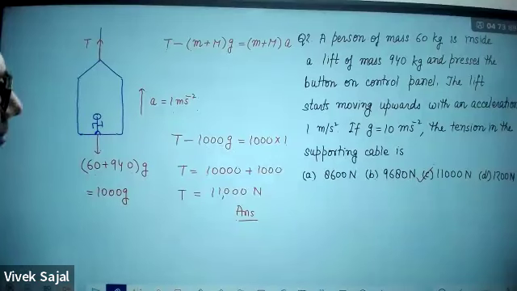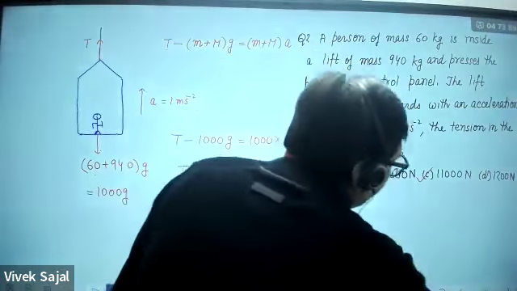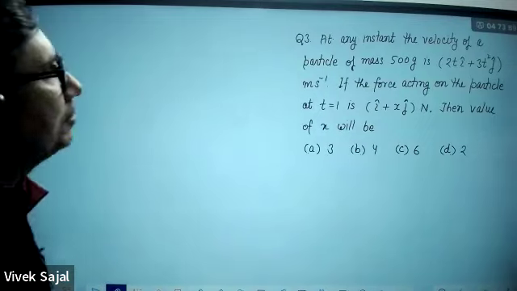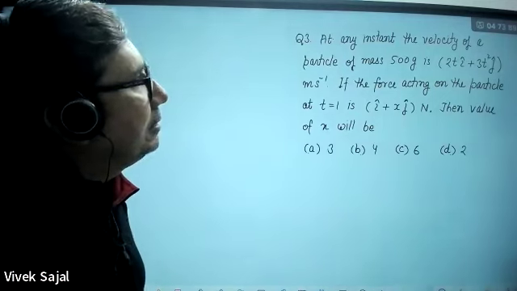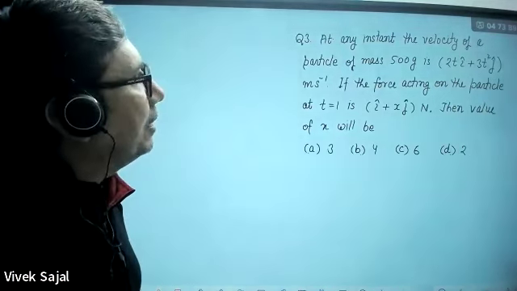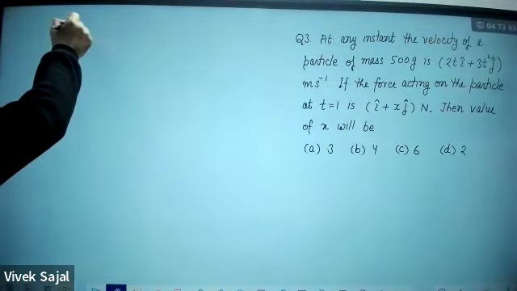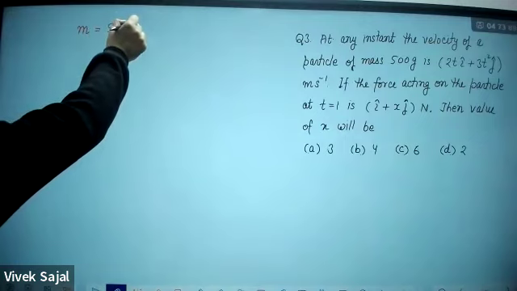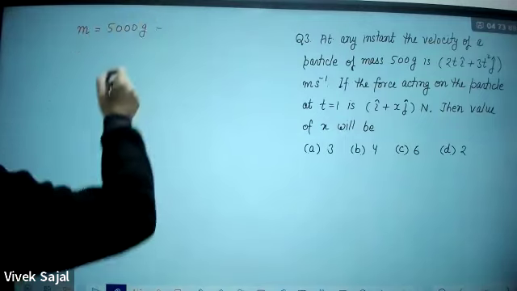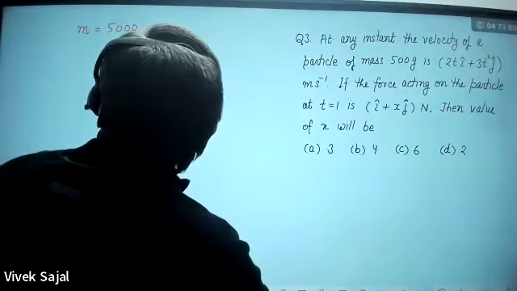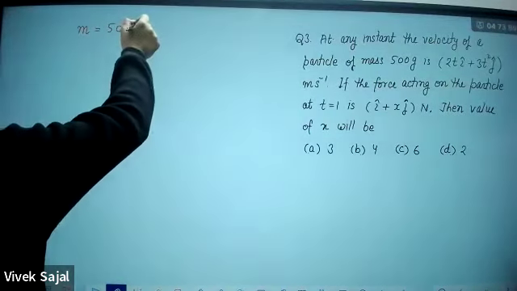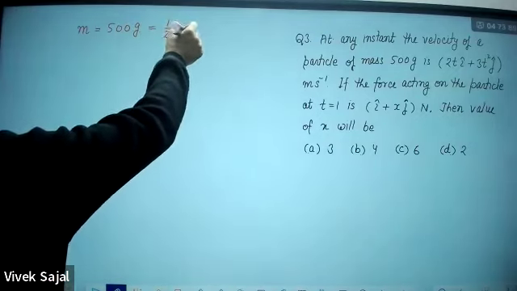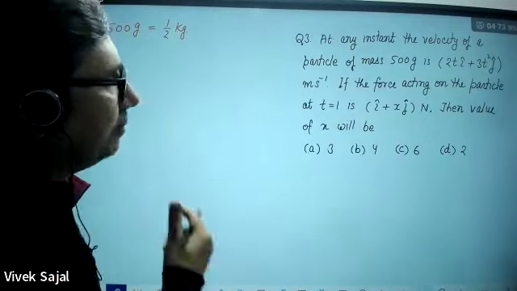Yes. Next question. Question number 3. At any instant, the velocity of a particle of mass 500 gram. So how much mass is there of the object? It is 500 gram, or you can say this is 1 by 2 kg, dividing by 1000.